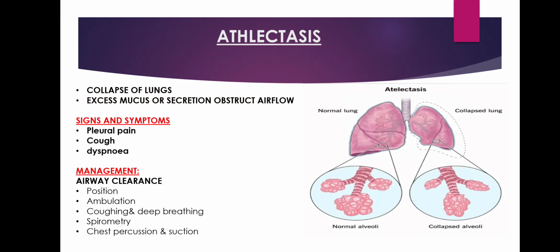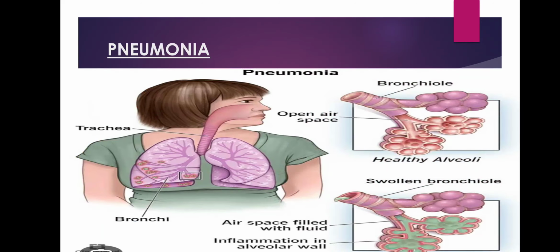Atelectasis, collapse of lungs, mostly seen with excessive secretions and obstructed lungs. Signs and symptoms, pleural pain, cough, dyspnea. Management, airway clearance, positioning, ambulation, coughing and deep breathing exercise, spirometry, chest percussion and suction.